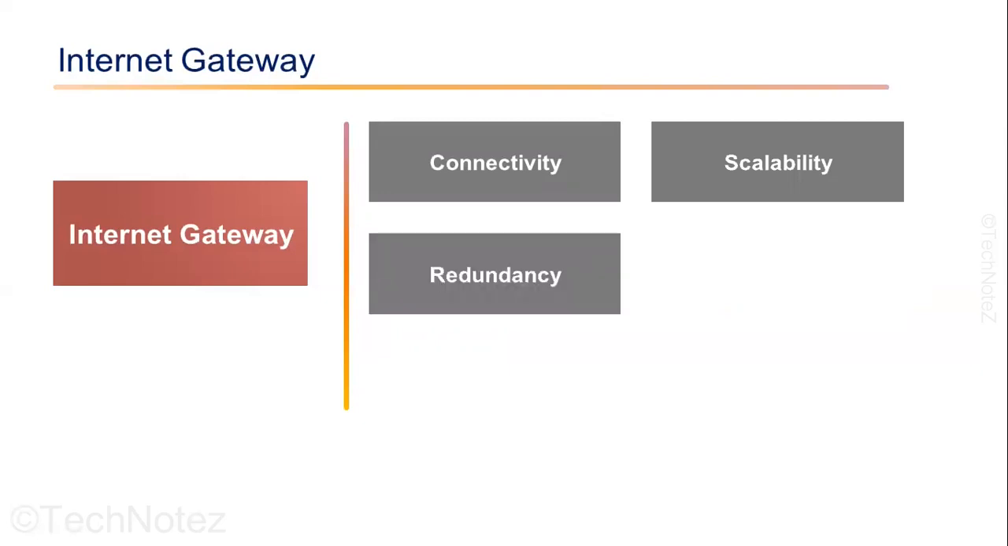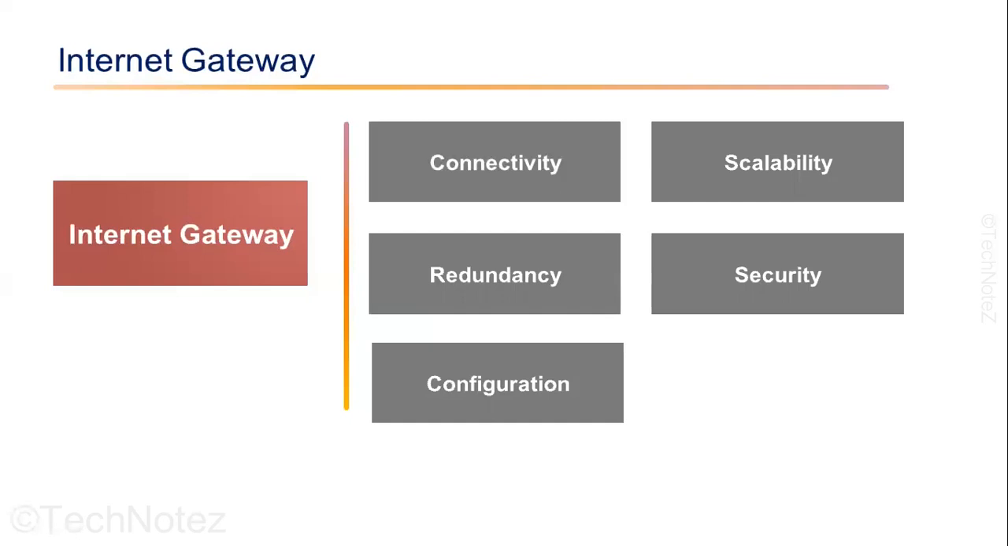Redundancy. AWS Internet Gateway is redundant, which means if one gateway fails, another can take over without any disruption to your network traffic. Security. AWS Internet Gateway is a stateful gateway, which means it tracks the state of the network connection between the VPC and the Internet.